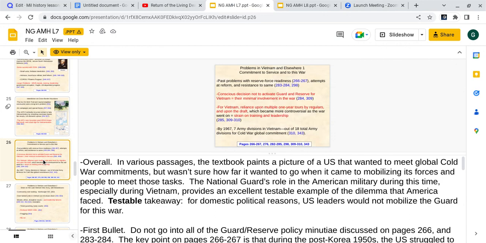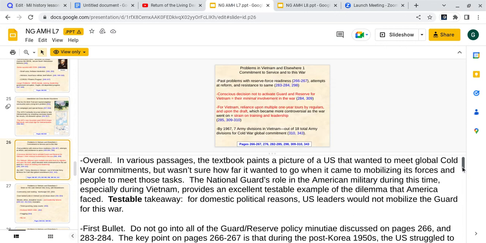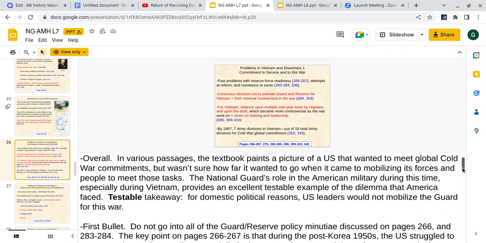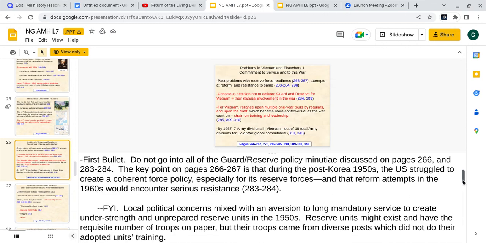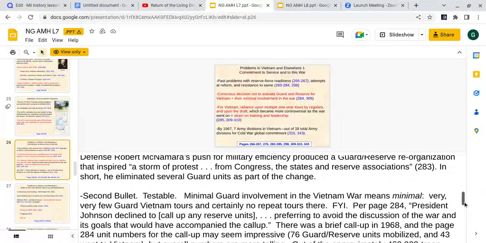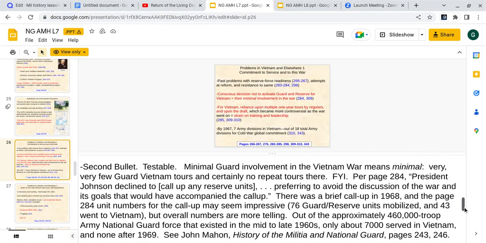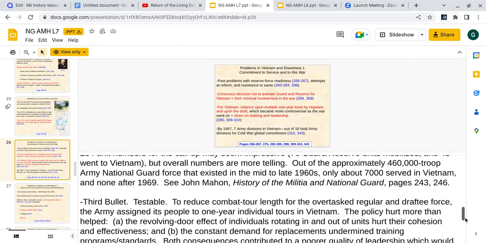The testable takeaway here to focus on is that for domestic political reasons, the U.S. leaders decided not to mobilize the Guard for the war because, like I said, they didn't want to raise questions about why the Guard had to be activated and why the reserve forces had to be tapped into to go to Vietnam, because that makes it seem like things are getting out of control, which they were. But for political reasons, they did not want the public to get an idea of just how bad things were going, because the Guard and the Reserve had to be tapped into. So they refrained from activating the Guard to send them overseas. That's everything we just talked about.